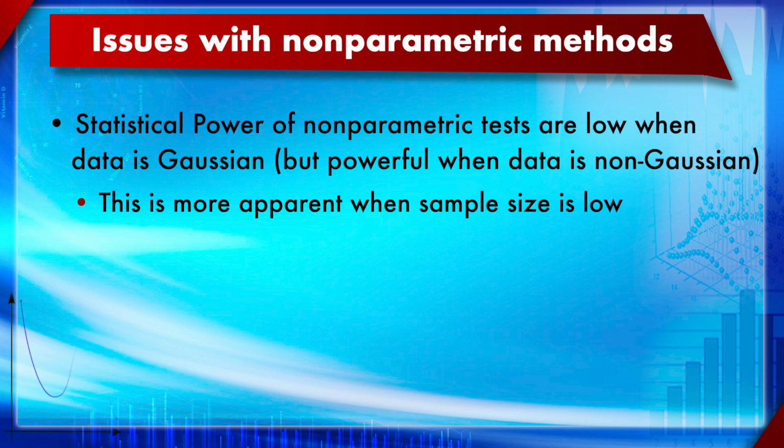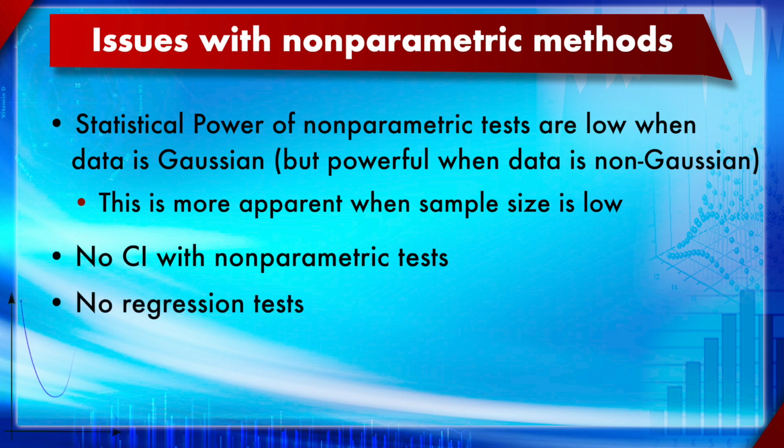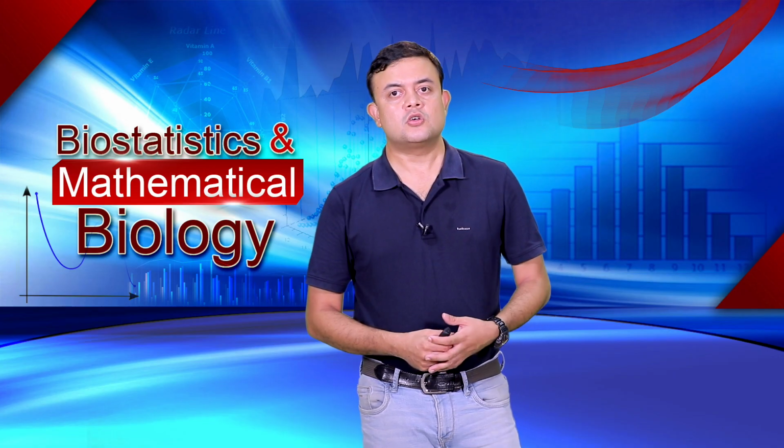Another main issue is that there is no confidence interval with the non-parametric test. Confidence intervals are very essential. I would say that they are much better than the p-value. Unfortunately, you cannot calculate the CI with non-parametric methods. And there is no regression method, so you cannot do regression with non-parametric methods. So that is yet another problem with non-parametric methods.